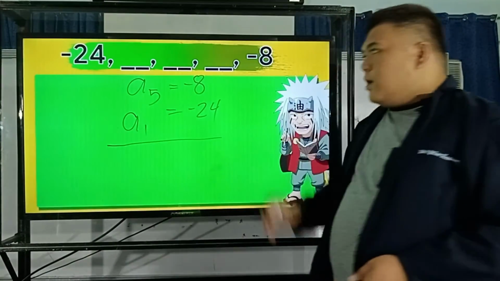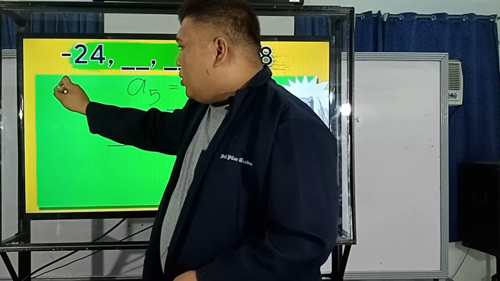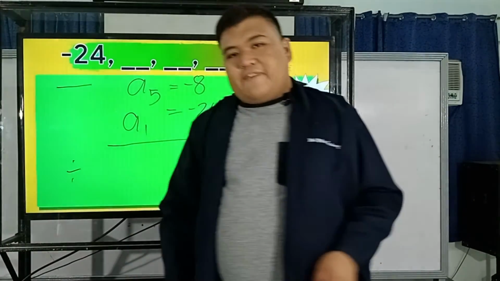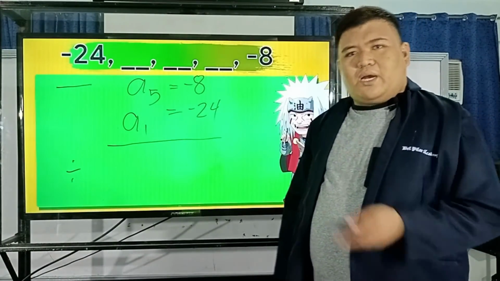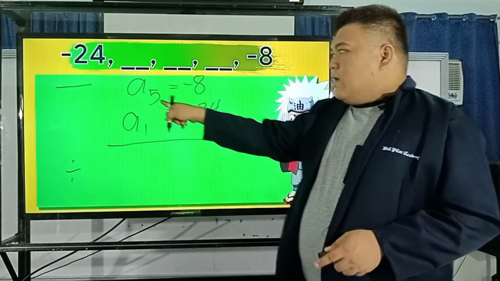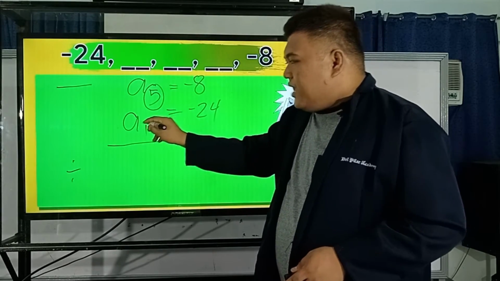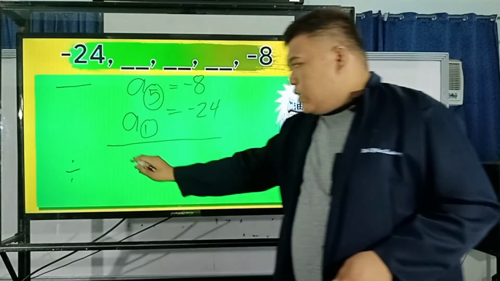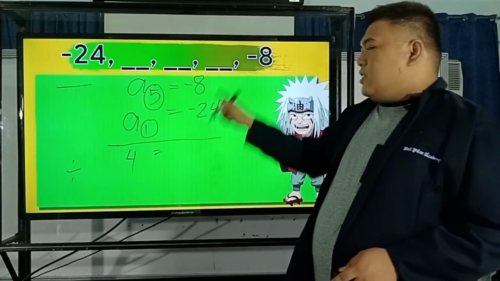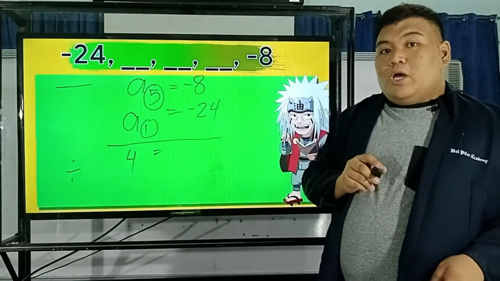O, ano lang yung dalawang operation na gagamitin natin? So we will need to subtract, then divide. Paano subtract and divide, sir? Subtract natin yung mga numbers na nakikita natin sa taas. 5 minus 1, again, yung pang-number ng terms, 5 minus 1 will give us 4. Then negative 8 minus negative 24.